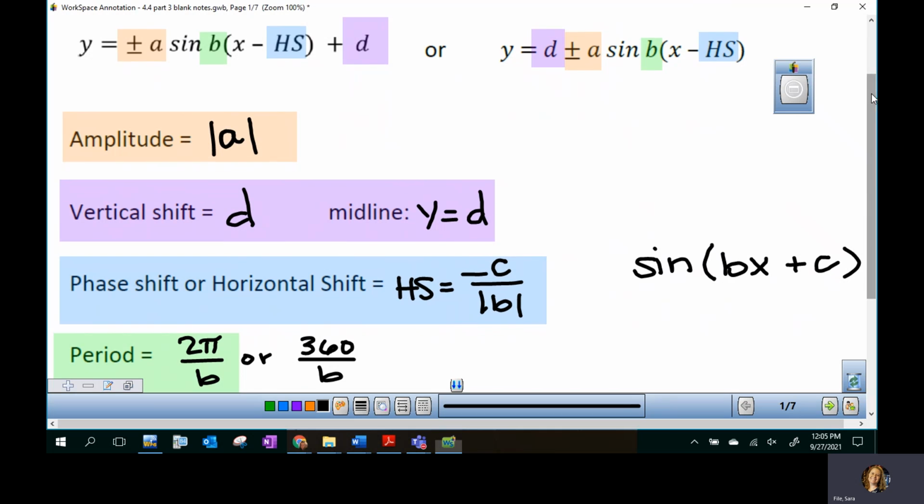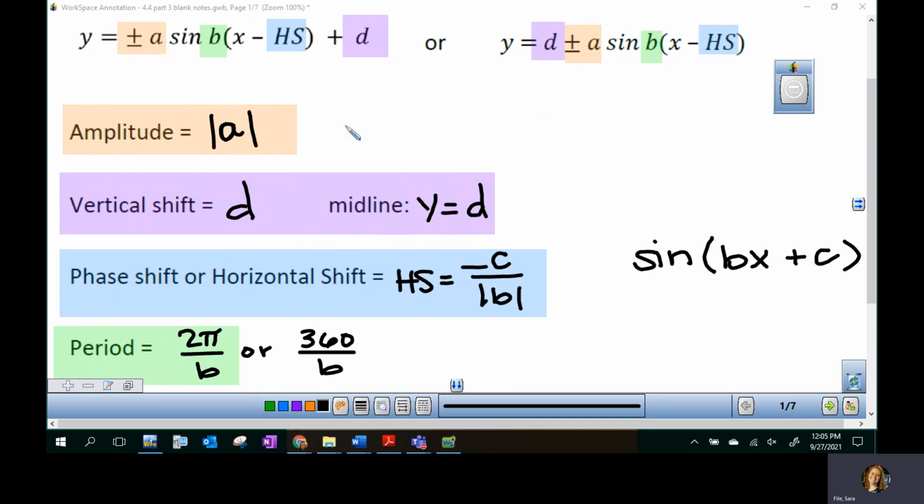Now, that's when you're given the equation. You know the b value because you can see it in the equation, so you can plug it in and find the period. But if you're given the graph and you're trying to write the equation, you have to figure out what b is. You don't know b looking at the graph. Looking at the graph, you can determine the period. So you have to work backward.